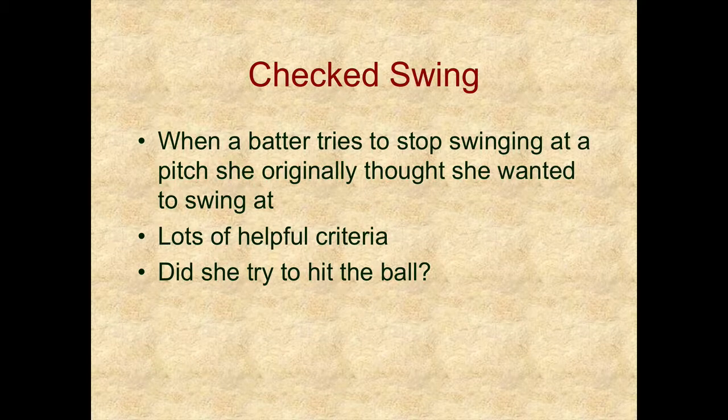A checked swing is the restraining action a batter uses when she has decided to hit the ball and then decides not to. There are lots of things an umpire can use to help make this judgment, like, did the wrists roll over? Did the barrel end of the bat come in front of the batter? Did the hips open? But the bottom line in making this judgment is, do you, the umpire, think that she actually swung at the pitch even though she was trying to stop?